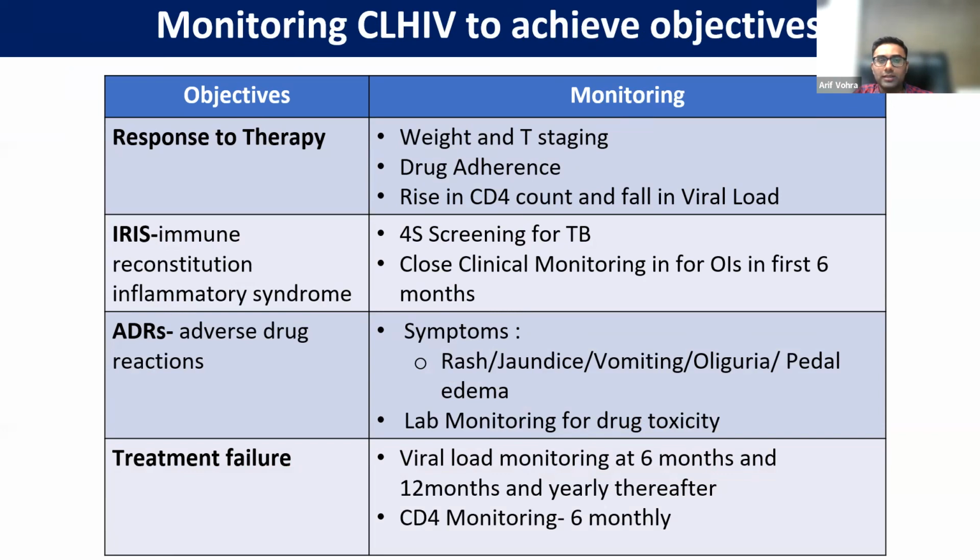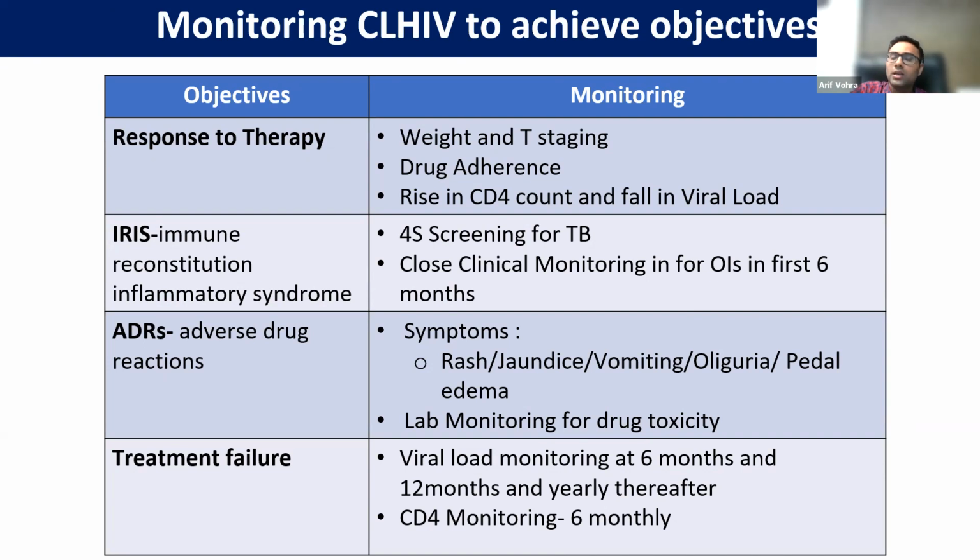So these are the objectives when we are monitoring. First is response to therapy. How can we assess response to ART? Improvement in anthropometric parameters, like gaining height and gaining weight, and a change in the WHO staging. The WHO clinical staging of the child is based on clinical signs and symptoms, divided into stage 1, stage 2, stage 3, stage 4.